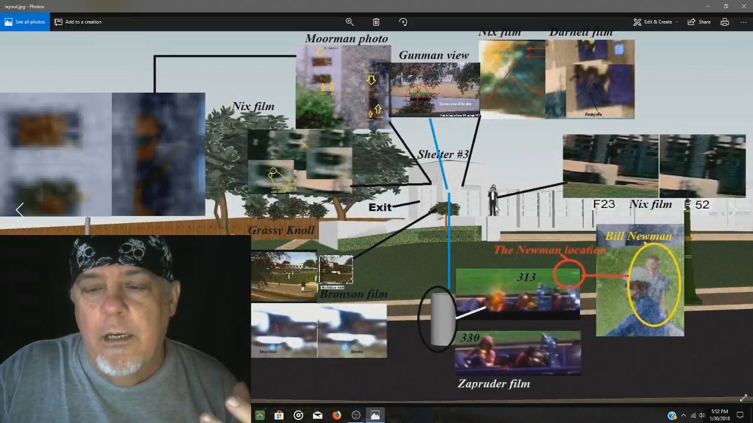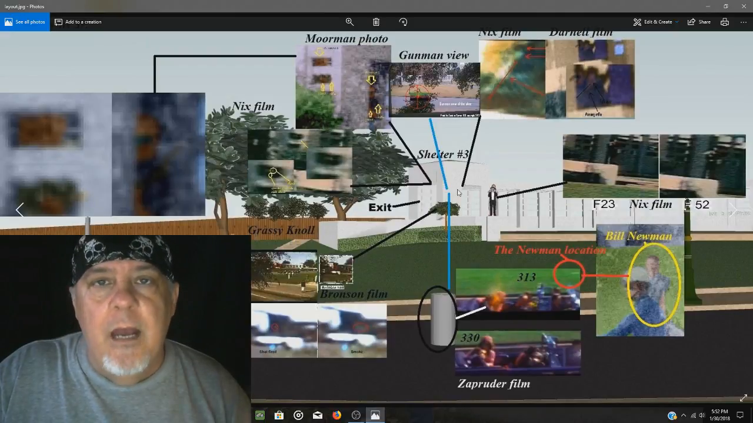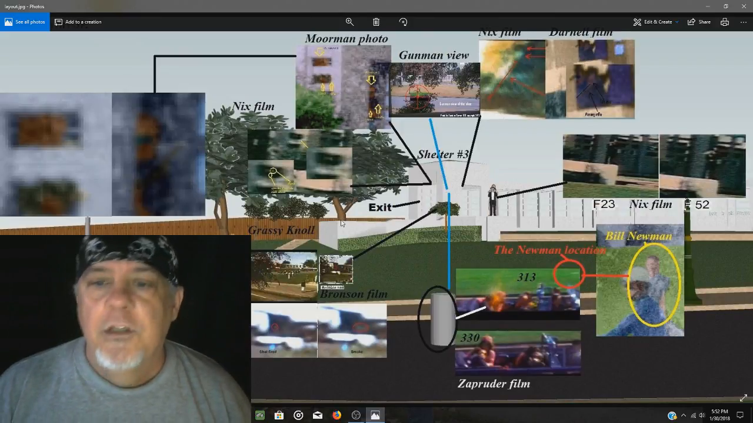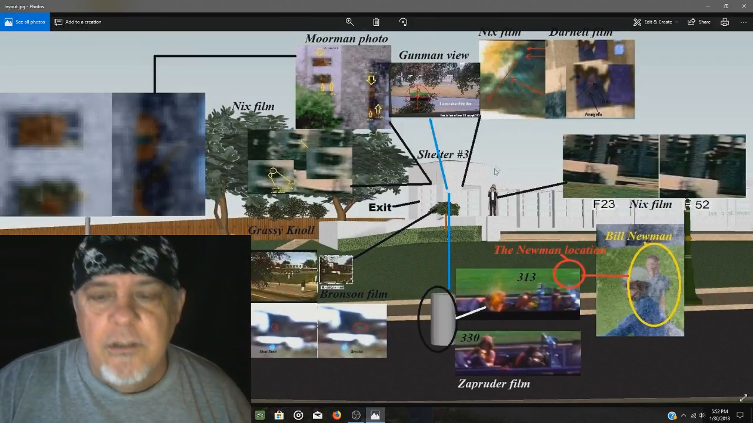We have Mr. Spruder here. We have the Newmans right here. What's behind them? Shelter number 3. If you look at the picket fence area, it's more off to the right of them. What's behind the shelter? Shelter number 3. Photographic evidence shows shelter number 3.